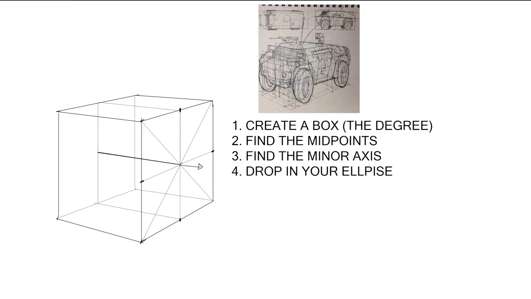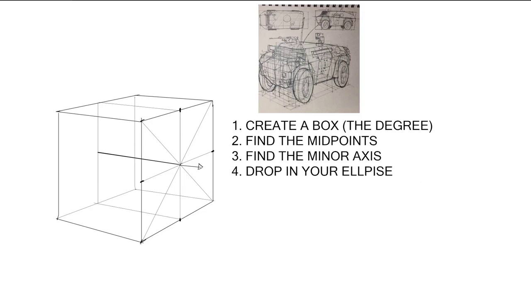This is your axle. And so to find this, I just dropped a plane in, found the center of that plane, and then there's my minor axis. So you can imagine if this was a wheel, that would be the axle. The important thing to note about the minor axis is it should perfectly cut your ellipse in half.